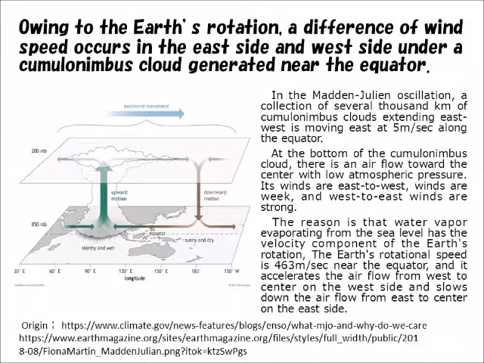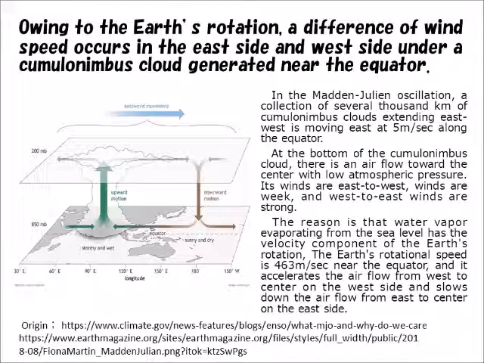In the Madden-Julian oscillation, a collection of several thousand km of cumulonimbus clouds extending east-west is moving east at 5 meters/sec along the equator. At the bottom of the cumulonimbus cloud, there is an air flow toward the center with low atmospheric pressure. Its east to west winds are weak, and west to east winds are strong.